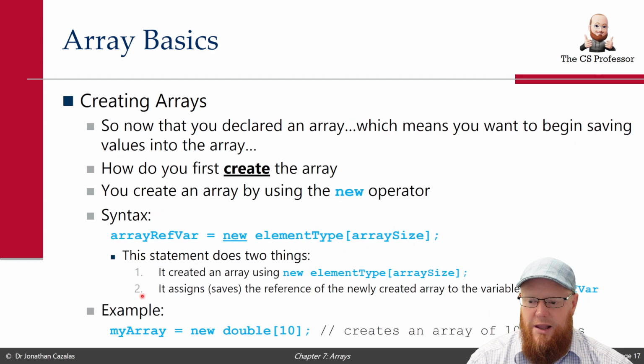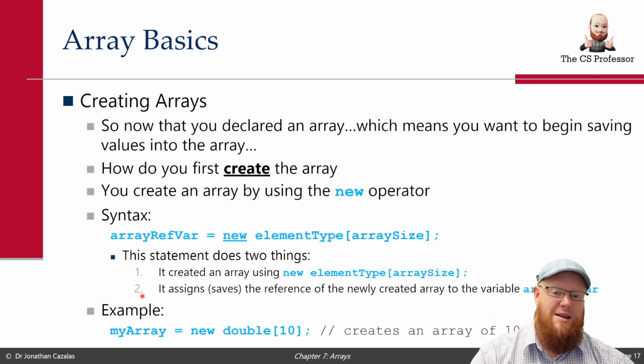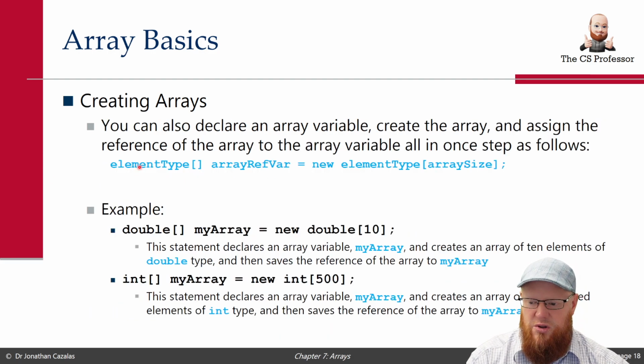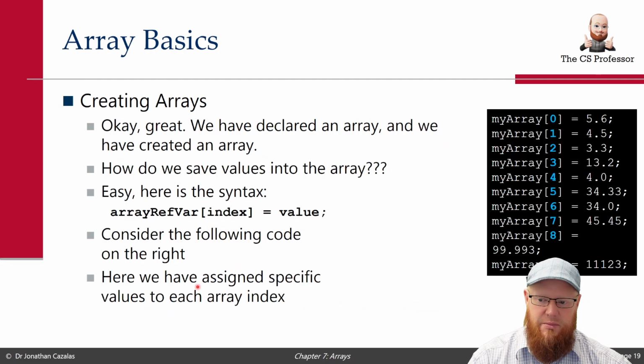So you can declare in one step and then initialize or create that array in the second step, or as I just showed you in the drawing, we can declare and create the array in one go. Here we have an array of doubles. How big? Size 10. Here we have an array of 500 integers, which is 2,000 bytes, and we're going to save into myArray, this variable here, the address in memory of the beginning of those 2,000 bytes.